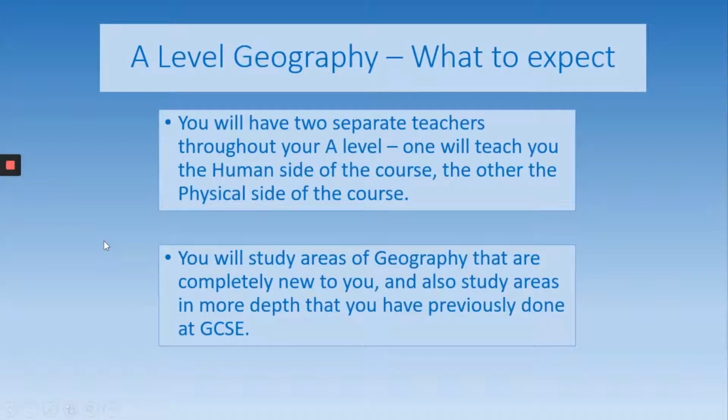So the first big change that you will discover when you start your A-level in geography is, unlike at GCSE, you actually have two separate teachers throughout your A-level course. One teacher will teach you the human side of the course, and another will teach you the physical side. Your lessons each week are split into human lessons and physical lessons, which does mean you're studying both simultaneously alongside one another.